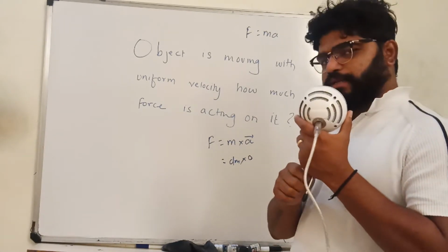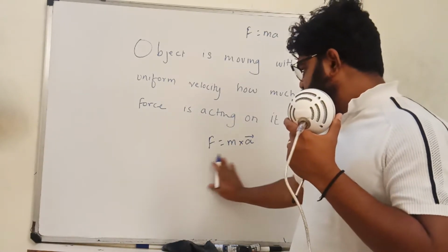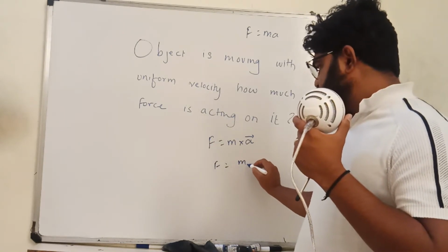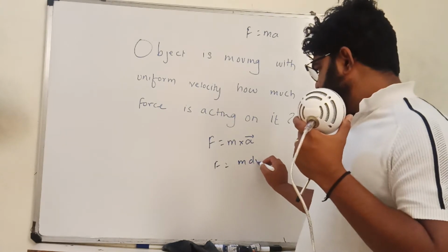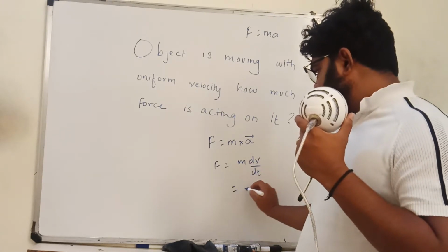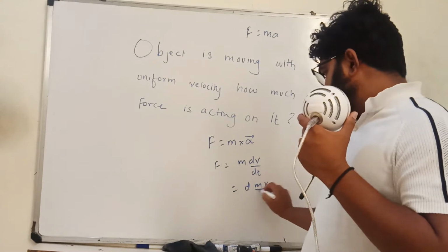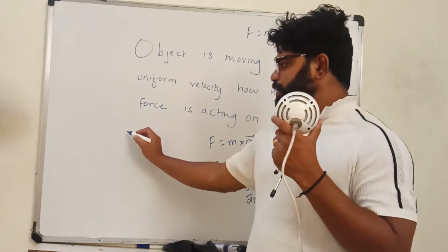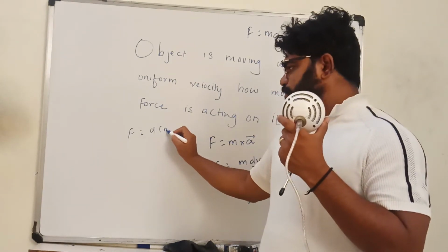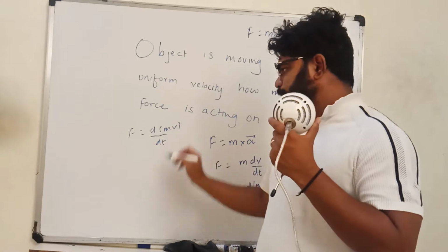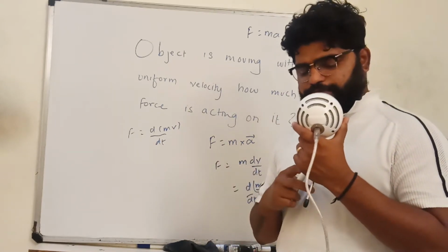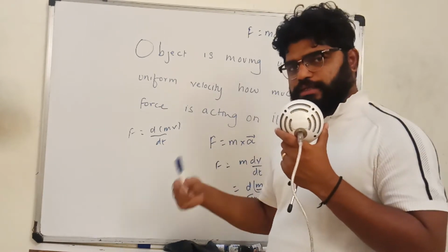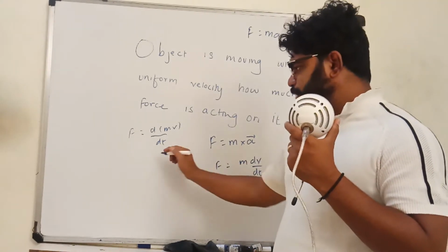For that we have to take a derivative of this. We can find that force is equal to the rate of change of momentum. It is m dv/dt, or you can write it as d(mv)/dt. So that is the rate of change of momentum. The force is equal to the rate of change of momentum. This is one example that I'm going to give.